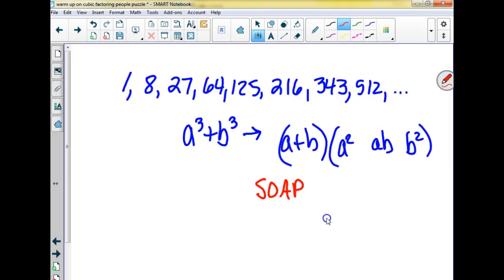But this is what someone taught me to remember the signs. SOAP, okay? Whatever this sign is right here in the original problem, you keep it the same here. This was a plus, this is a plus. O would be opposite, so it changes to minus. And AP is, this is always positive at the back.